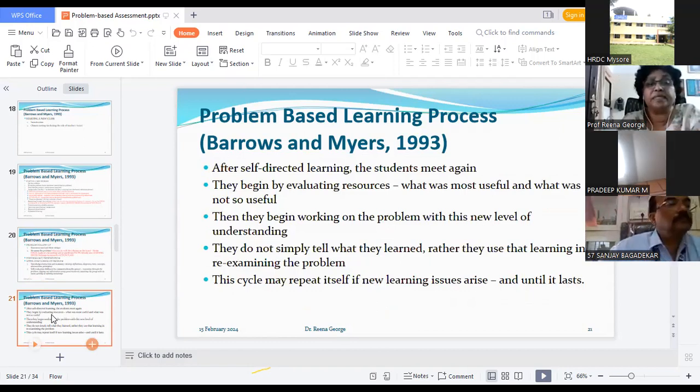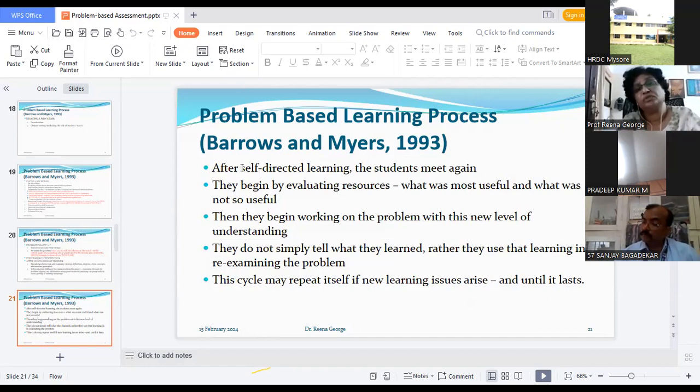Now, the problem-based learning process is explained by, this is in our class, in our situation, in our pedagogy, in our classroom situation. After self-directed learning, the students meet again. They begin by evaluating resources, what was most useful and what was not useful. This is an essential component in problem-based learning.